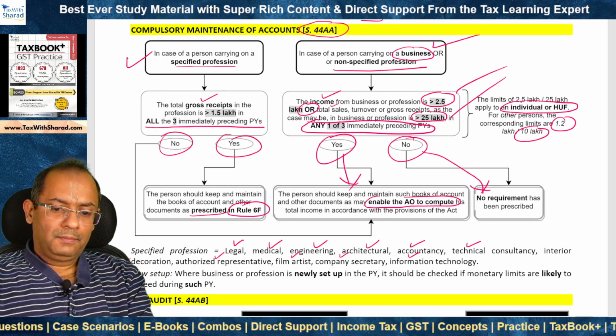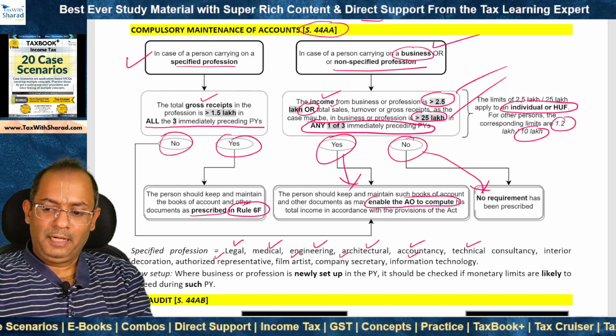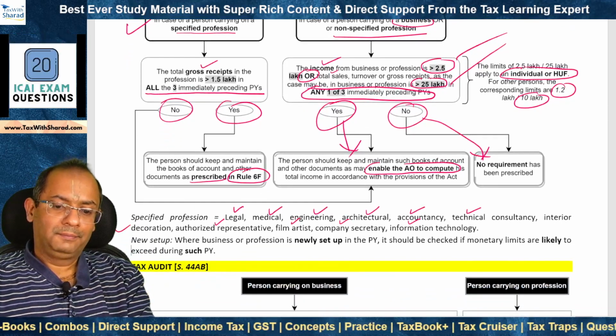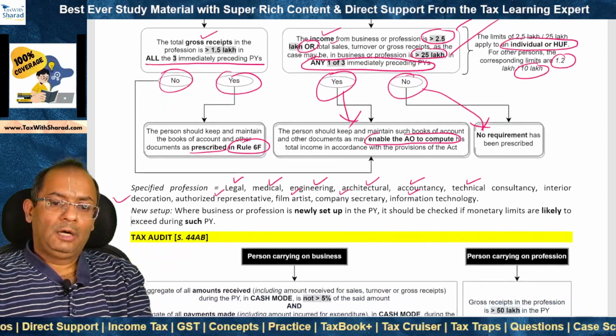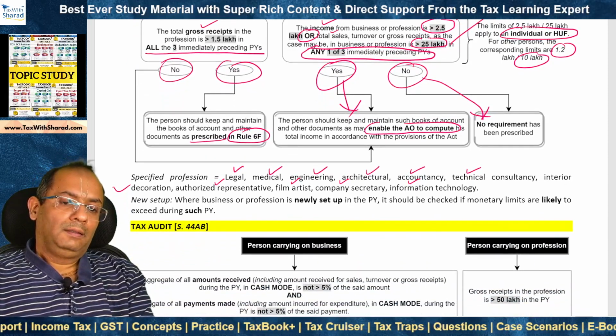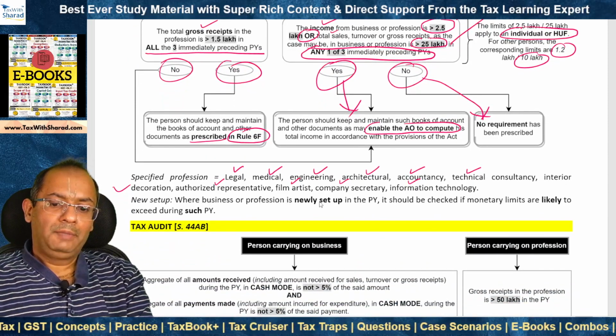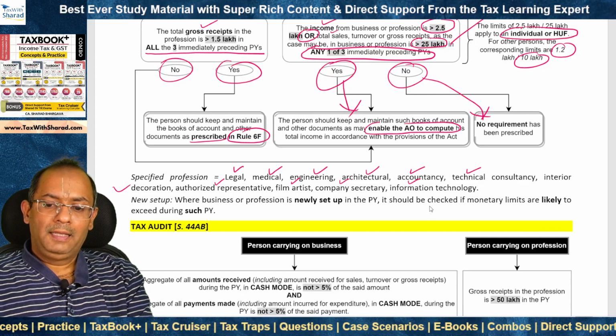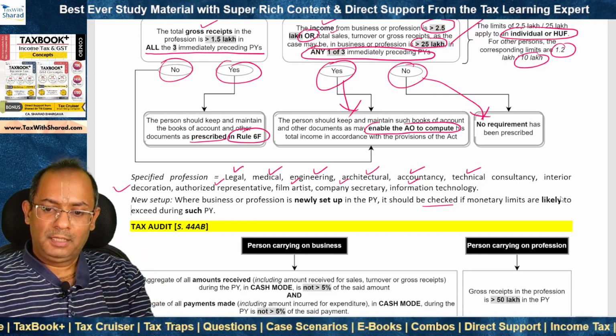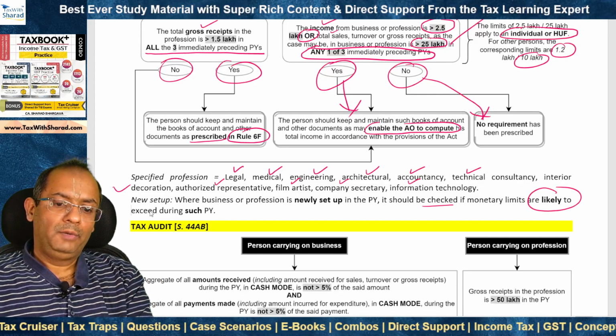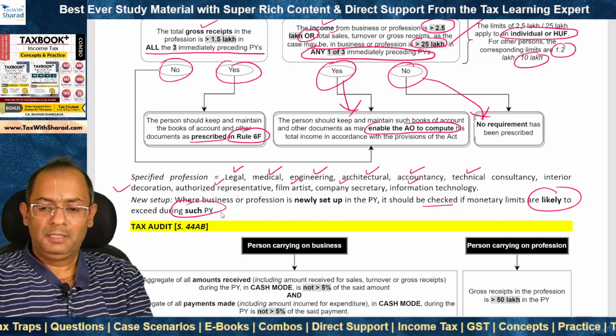What if the business or profession is newly set up? That means what happens in the first year? In such case, how do we check the 3 immediately preceding previous years? In that case, it should be checked if monetary limits which are given above are likely to exceed during such previous year, that means the current previous year.